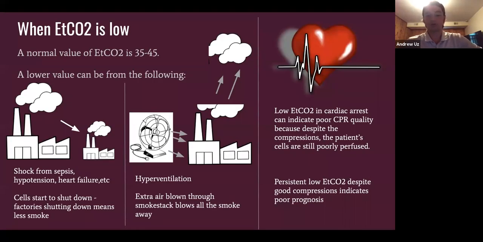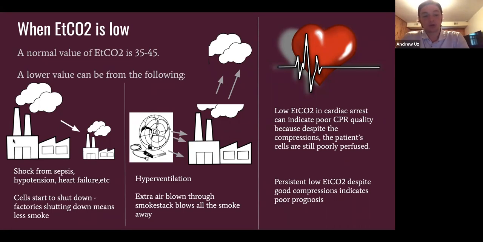So the normal value for CO2 is 35 to 45, and that's measured in millimeters of mercury, which is the unit. So to break down basically the three major causes that can drop that value, there's three things. So the first thing, over here on the left, is shock.